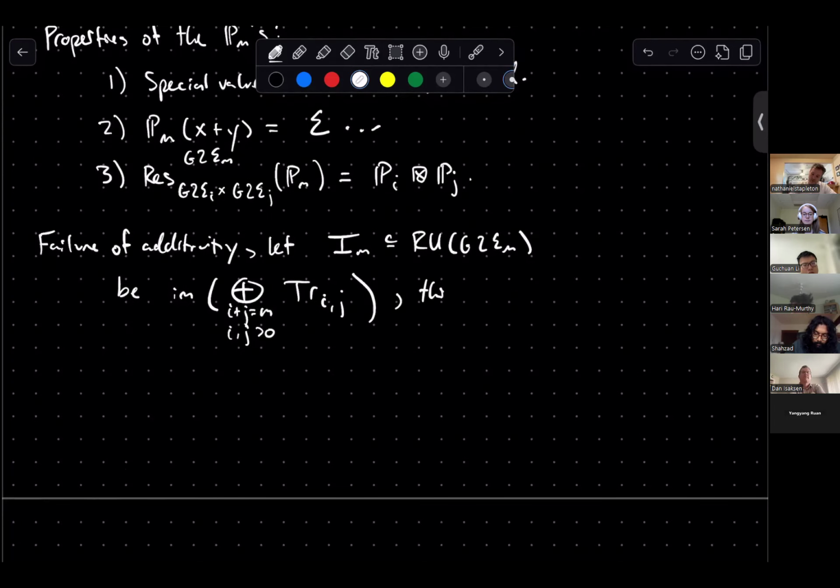This controls additivity. Can you repeat what you said about the implication from Frobenius reciprocity? Frobenius reciprocity is the thing that implies that I sub m is an ideal. Okay. All right, an ideal.